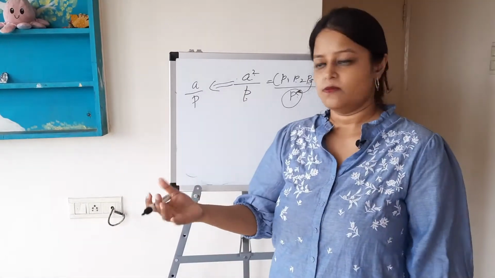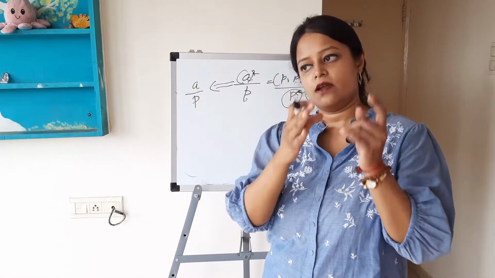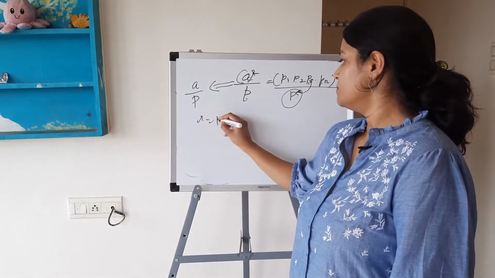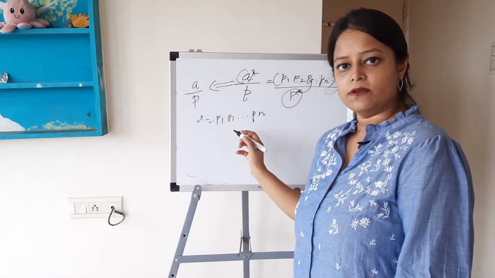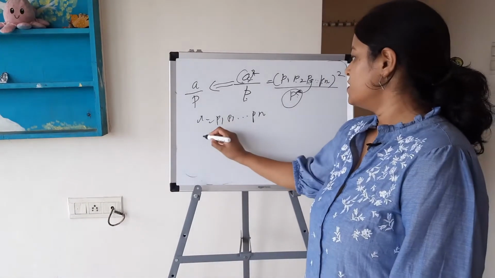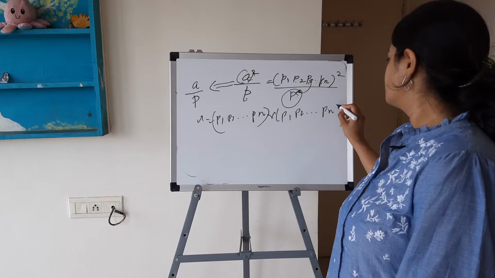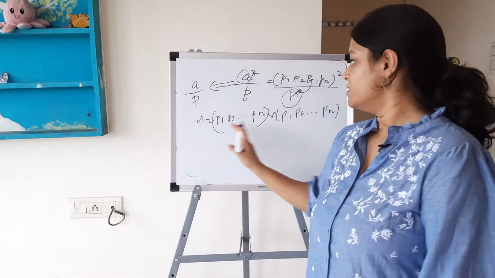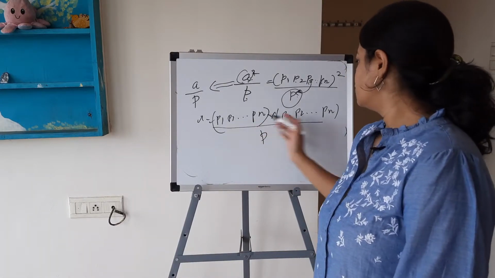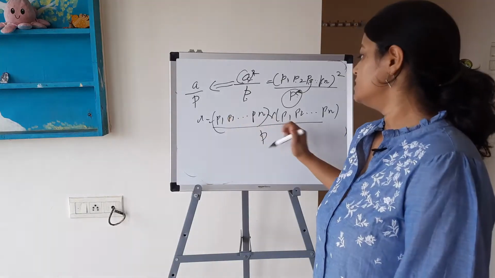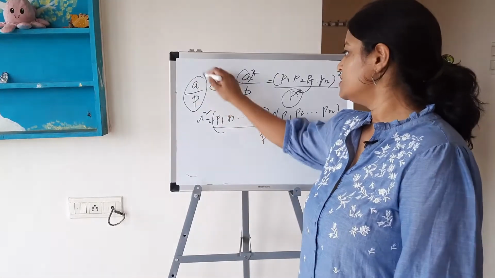It is quite obvious because a square is a to the power 2. What is a? A is p1, p2, up to pn, a product of prime numbers. What is a square? A square is this product multiplied by itself, so it is obviously repeating. One of these numbers is p, then only it will be dividing when it becomes a square. So it's obvious that p divides a.